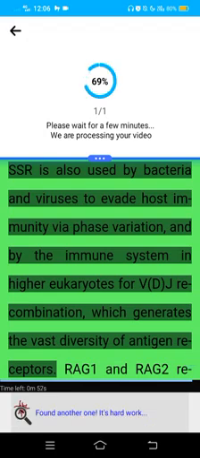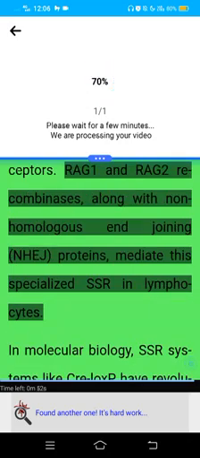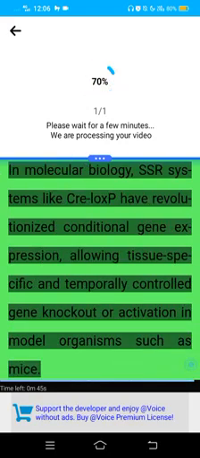SSR is also used by bacteria and viruses to evade host immunity via phase variation, and by the immune system in higher eukaryotes for V(D)J recombination, which generates the vast diversity of antigen receptors. RAG1 and RAG2 recombinases, along with non-homologous end-joining (NHEJ) proteins, mediate this specialized SSR in lymphocytes. In molecular biology, SSR systems like Cre-loxP have revolutionized conditional gene expression, allowing tissue-specific and temporally controlled gene knockout or activation in model organisms such as mice.